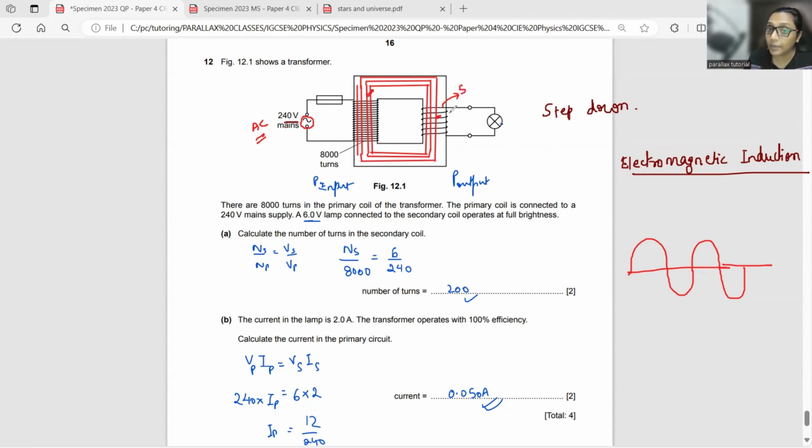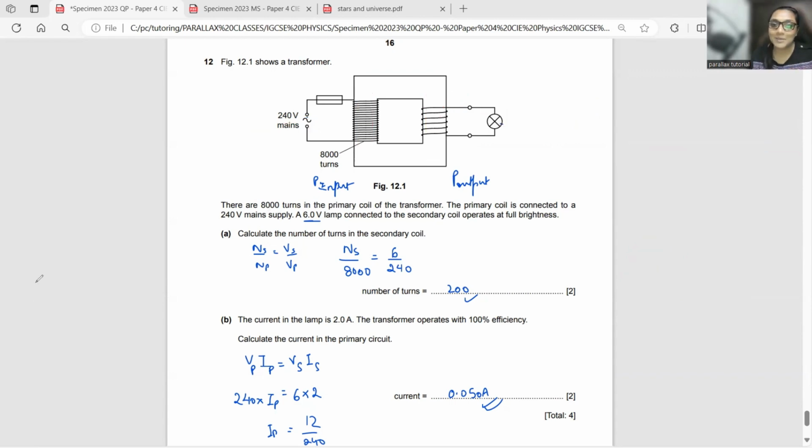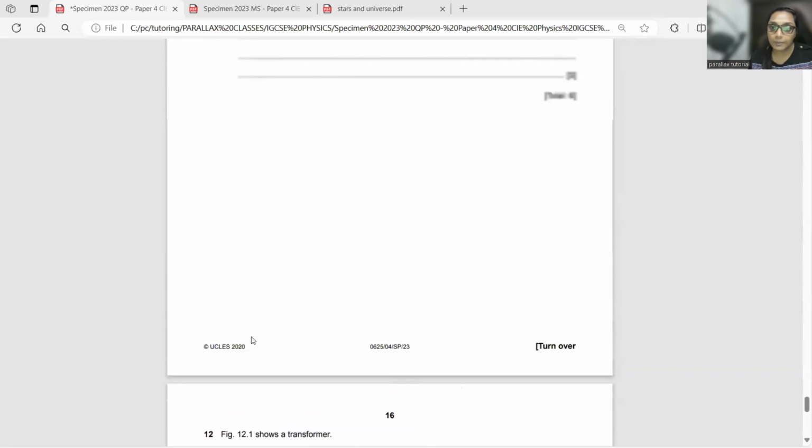This is the secondary coil. If there is a changing magnetic field around the secondary coil, then electricity gets induced in the secondary coil, and therefore that electricity is flowing through this lamp. This is how a transformer works. I hope this was clear, and I hope you understood the whole paper.